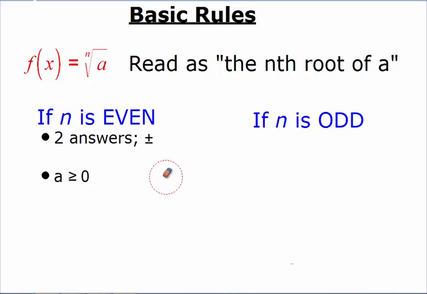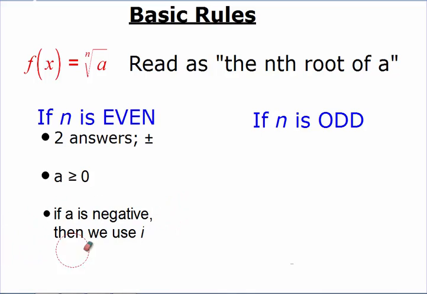And who remembers what happens if you put a negative inside an even root? I. Okay, so if a is negative and you have an even root, then you're going to use the i. Everybody okay with that? Yes or no? So it's basically the same rules we've been working with when it comes to square roots. Those rules are actually true for all even roots.